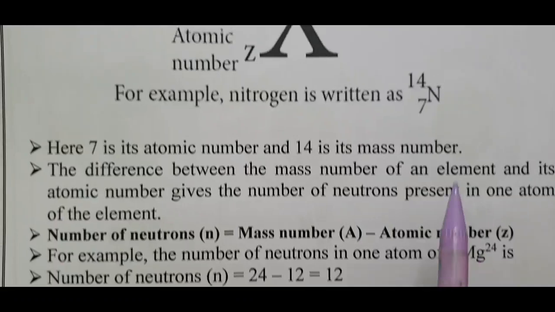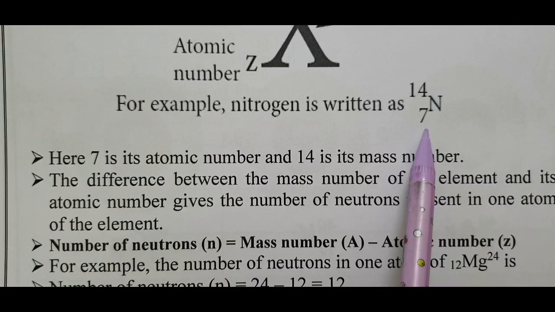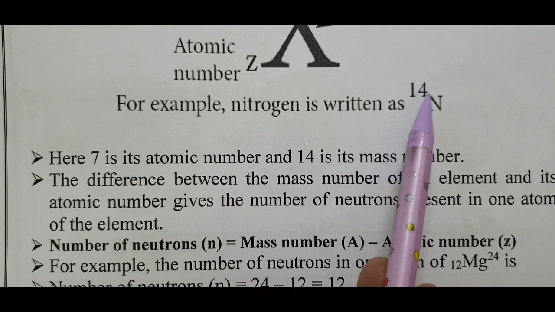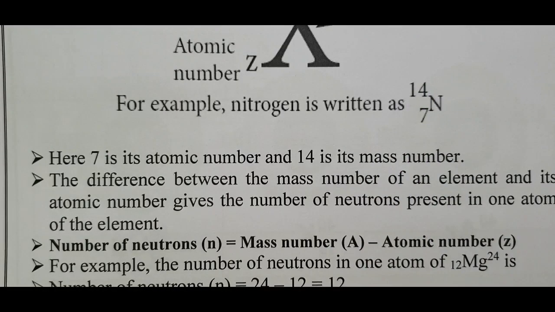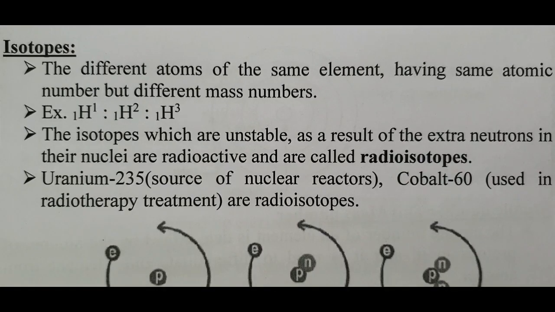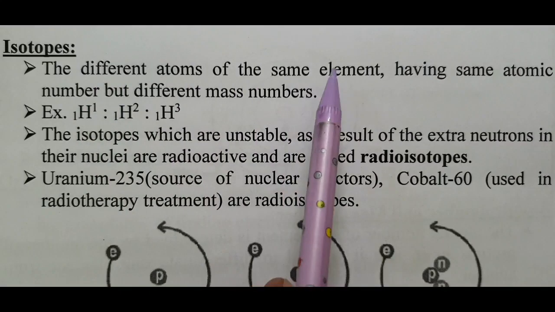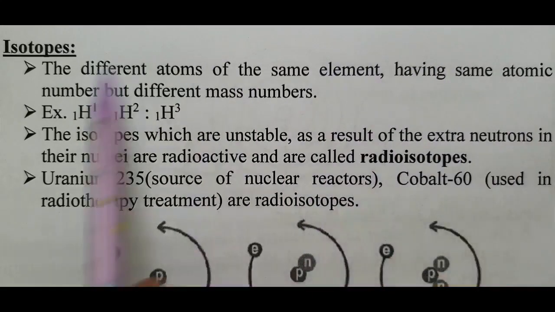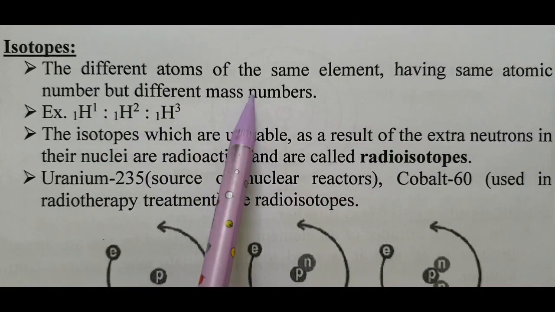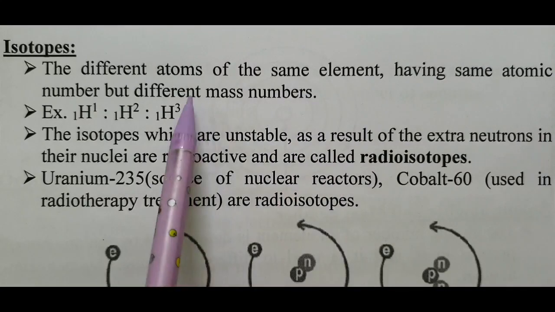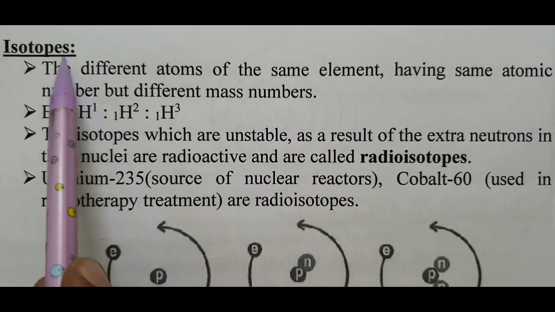So remember, from the atomic number, we can write the number of protons and the number of electrons. Mass number minus atomic number gives the number of neutrons. Now we are going to discuss isotopes. Different atoms of the same element having the same atomic number but different mass numbers. Atomic number same, mass number different, are called isotopes.